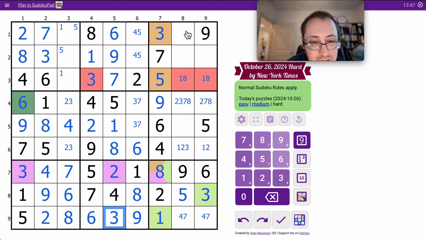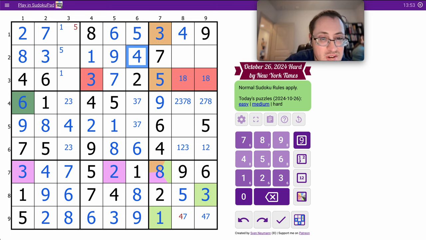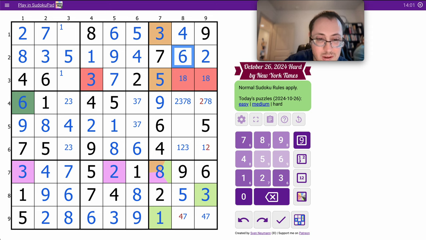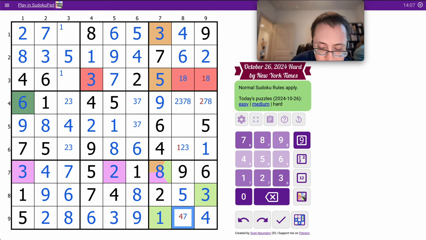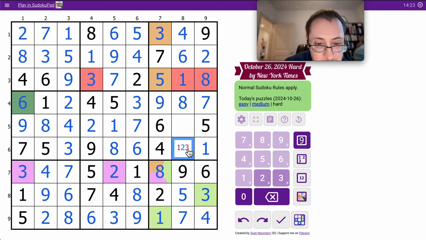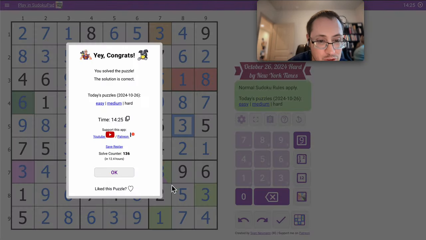See, 1, 3, 5, 7, 8, 9. Those are 2, 4, 6. This can only be 4. That's a 5. This isn't. 2 and 6. That one has a 6 looking at it in row 2, column 9. That must be an 8, this must be 2, and I'm finishing off with a 3.